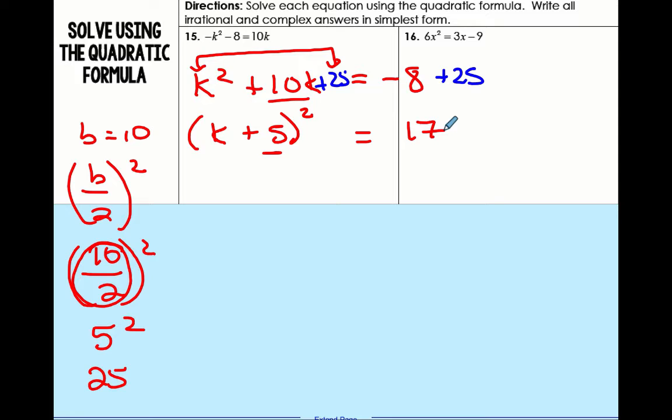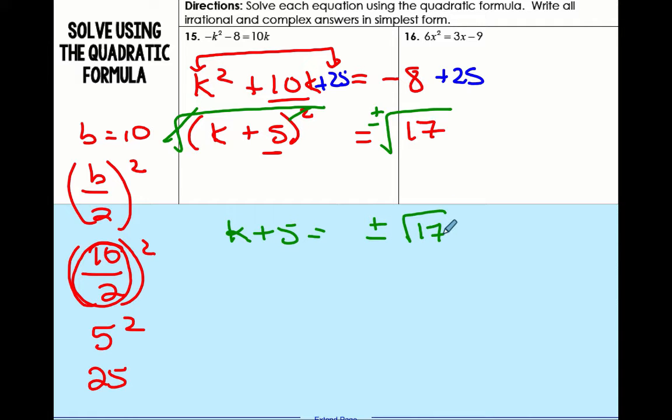So now I can do my square roots, and I can get a solution. So I'm going to do square root of both sides, remembering plus or minus. Square root cancels a square. K plus 5 is either positive square root of 17 or negative square root of 17. But I got to get k by itself, so I'm going to subtract 5 from both sides. So that would give me negative 5 plus or minus the square root of 17.